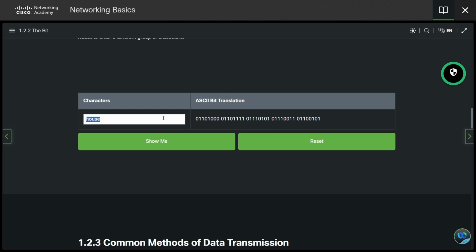I try another word, for example, hi, and Show Me. This is the ASCII bit translation. This is an example. One more is bye, and this is the ASCII bit translation.